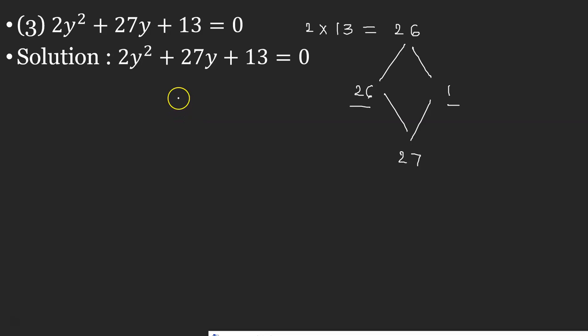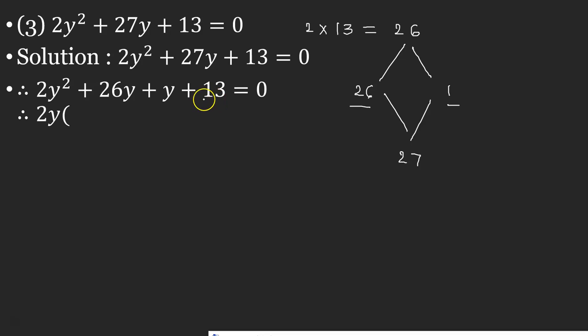Here is 2y square plus 27y plus 13 equals 0. Now this 27y, see how we have written it here: 26y plus y plus 13 equals 0. Again, common from these two: 2y square plus 26y. The number here is 2. How can we factorize 26? That's 2 into 13. Therefore we can take 2 as common. Then what remains in the bracket? 13 remains. y is also common from these two. That's 2y in bracket y plus 13.